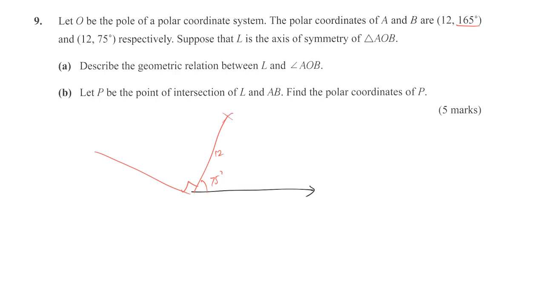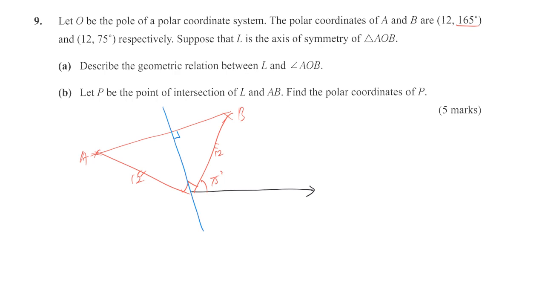So this is point B, this is point A. And then we know that this is an isosceles triangle. And then they say that L is an axis of symmetry. So L is a line like this. Of course, some of you know that they are perpendicular, but the concern is the relation between this line and this angle. This is what we want to ask.